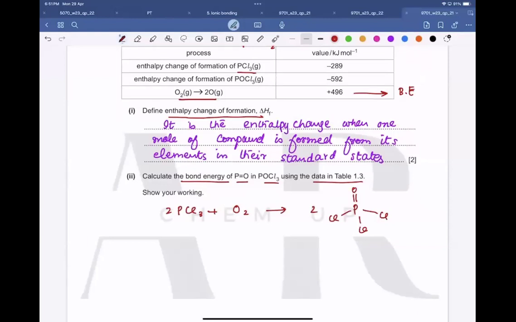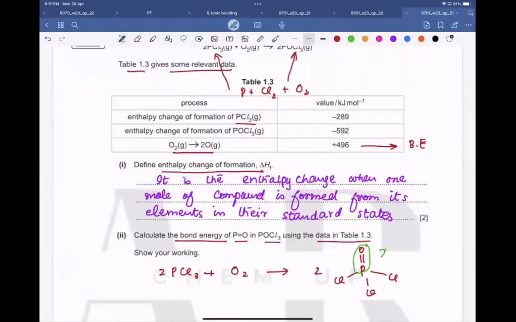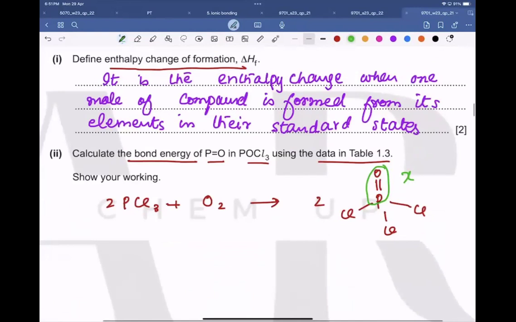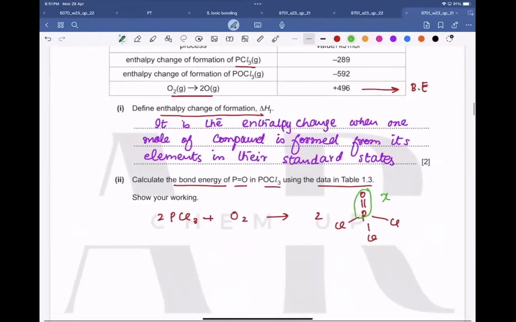And if you see over here, they are asking you the bond energy of this, right? Yes, Hassan, your definition is also correct. But you have to mention 1 mole of elements in their standard states. So we have to find this value.